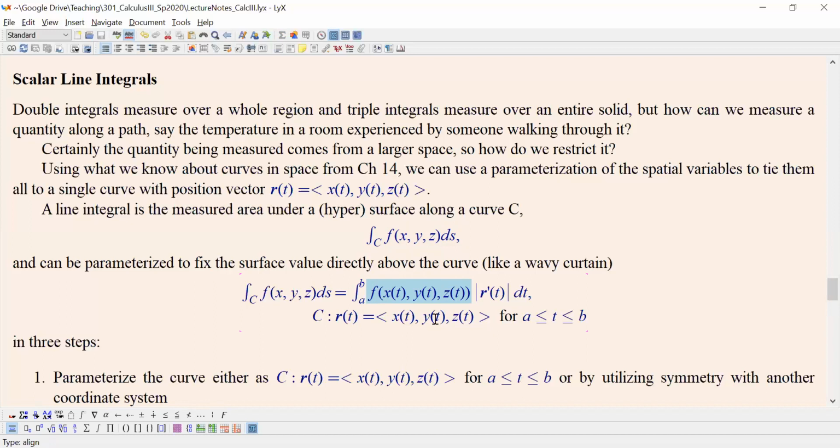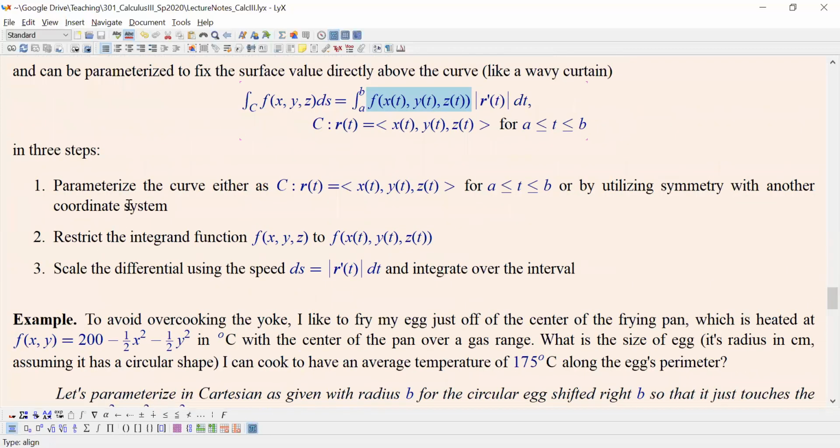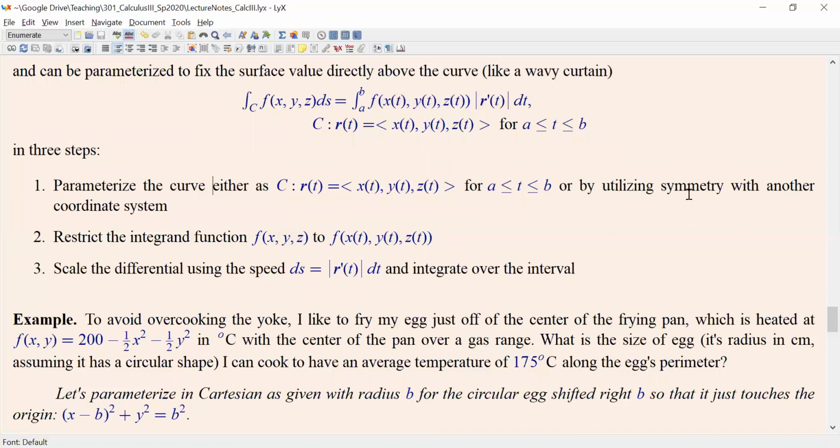So first step is to parameterize, like I said here, either by tying the x, y, and z to some common t, or by using symmetry arguments, like talking about how the path is on a circle or on a straight line or something like that. Describing it in terms of shapes can also be used. Then second is to restrict the integrand function, which is the surface or hypersurface in this case if it's a function of z, to an evaluation of some function along the line.